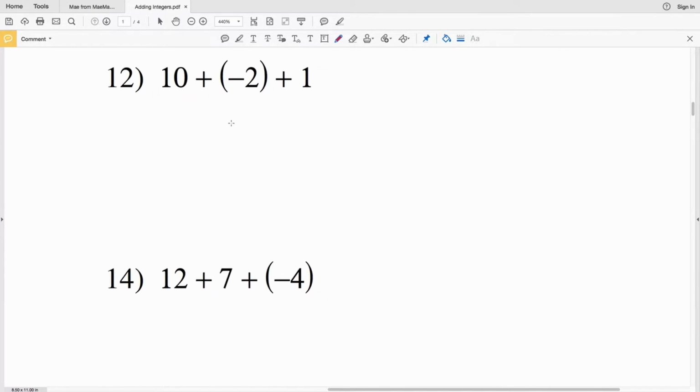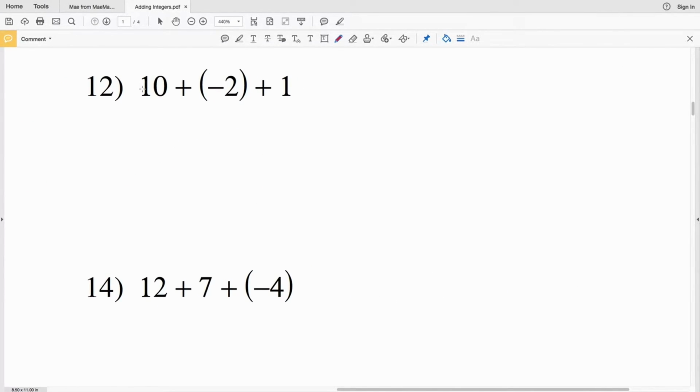Now number 12, we have 3 different numbers. We have 10 plus negative 2 plus a 1. The order in which we do this doesn't matter. So let's go ahead and do 10 plus negative 2 first. 10 plus negative 2 is the same as 10 minus 2. So that's going to be 8, and we're going to be left with plus 1 to give us a positive 9.